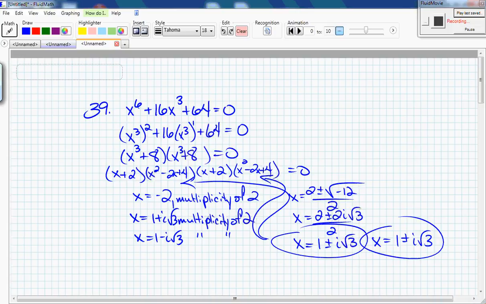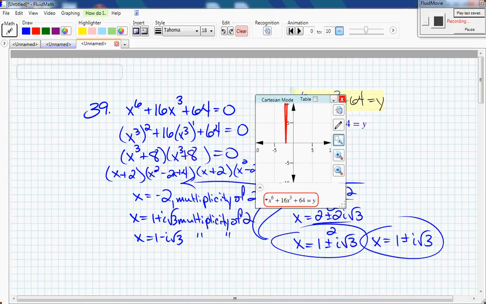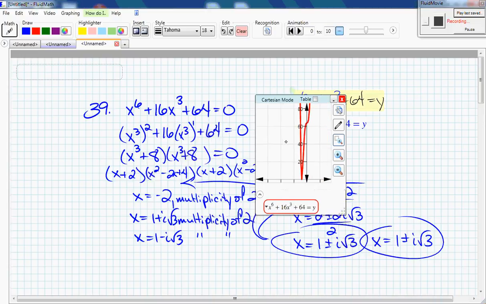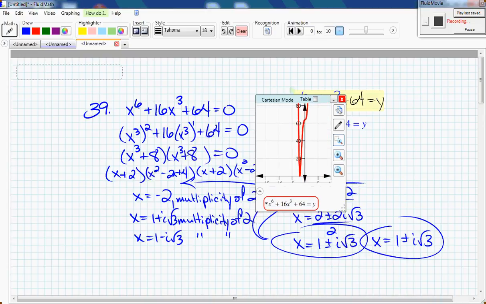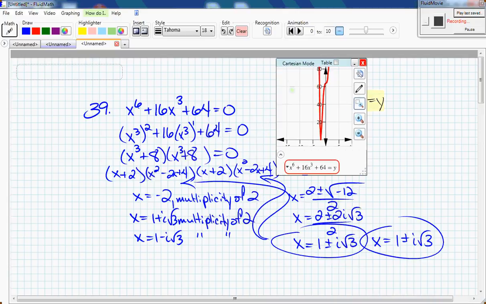So let's graph just to double check. x to the 6th plus 16 x cubed plus 64 equals y. When we graph this, there's our double root of negative 2. Let's zoom out. And there's what the rest of the function looks like. Okay, there we have what would appear to be some imaginary zeros. 6th degree polynomial function, and that appears to be correct, and that's how you solve question 39.